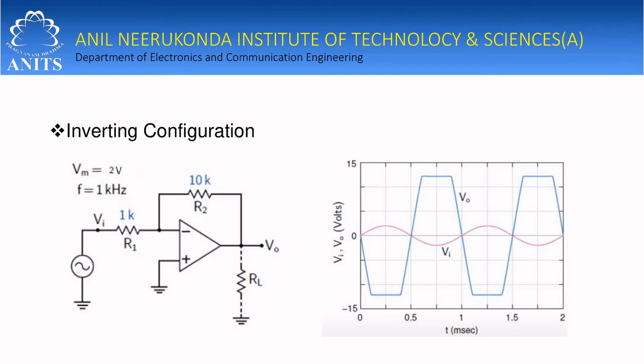Why? Because when the input is 2 volts, the output is said to be 10 into 2, that is 20 volts. But the output of the op-amp can never exceed the power supply that it is being used for its functionality. That is, the op-amp is said to get saturated. That is why you could see that your op-amp is having a value of roughly plus or minus 13 volts here.